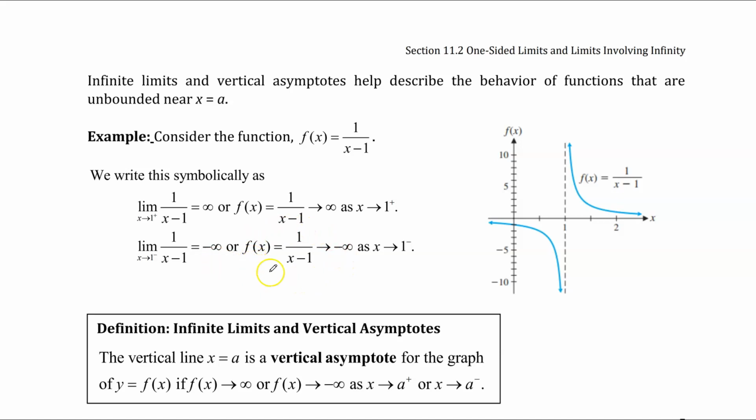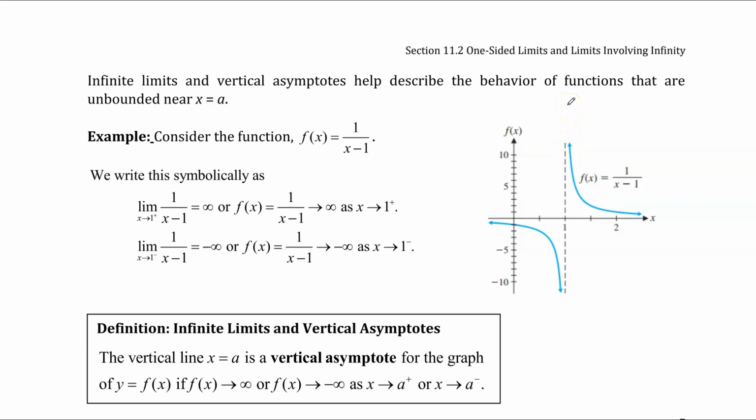Or we would also write it this way: f of x goes to negative infinity as x approaches 1 from the left. Similarly, if you look at the behavior of the function as x approaches 1 from the right, the function will approach the line here, and it will continue to do that without bound. So the function values increase without bound.